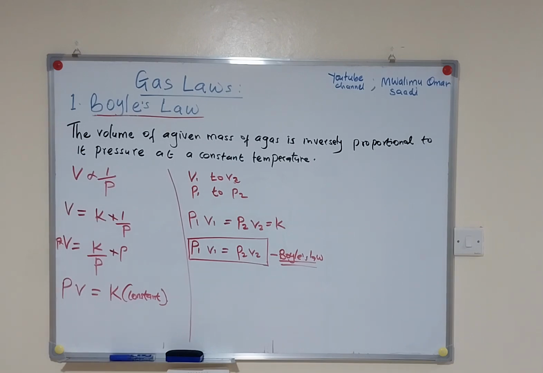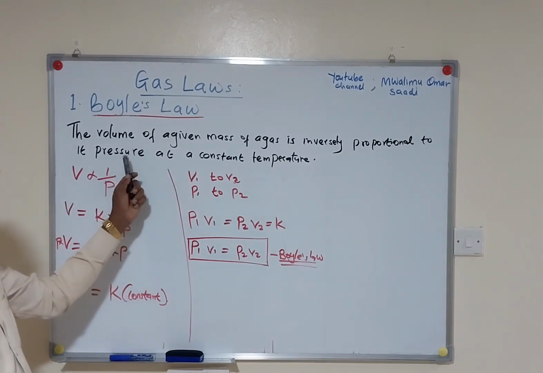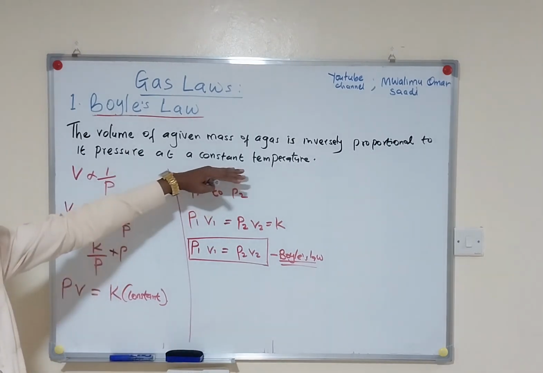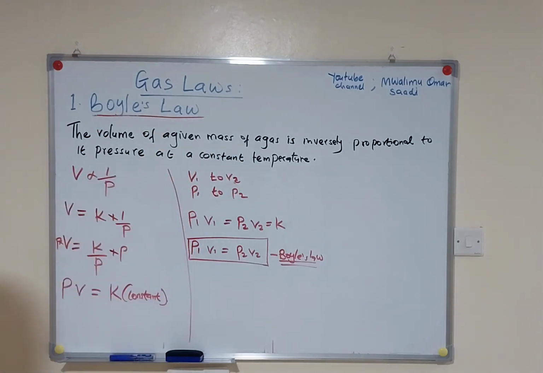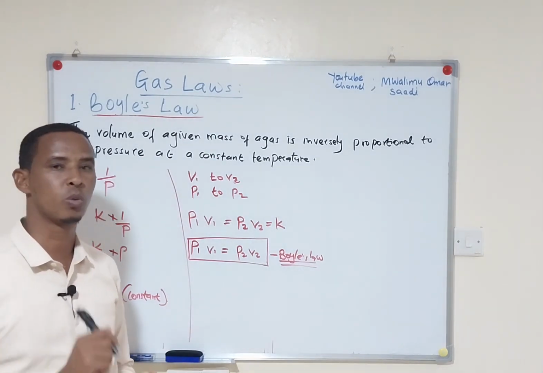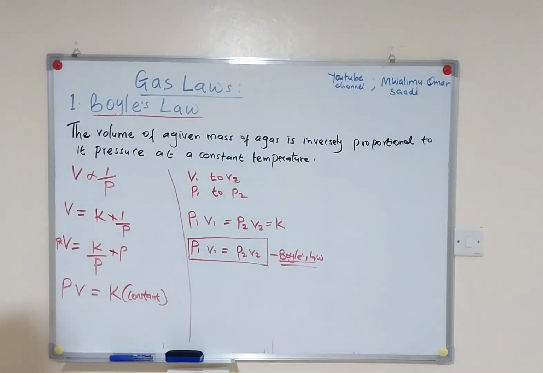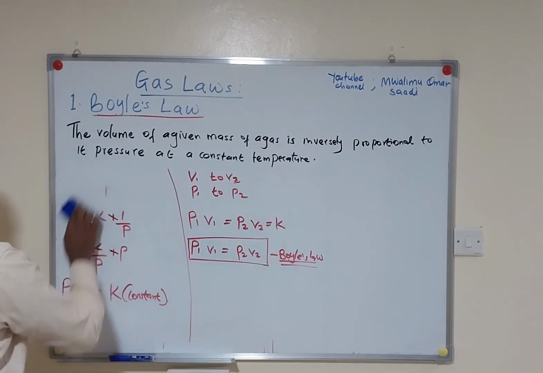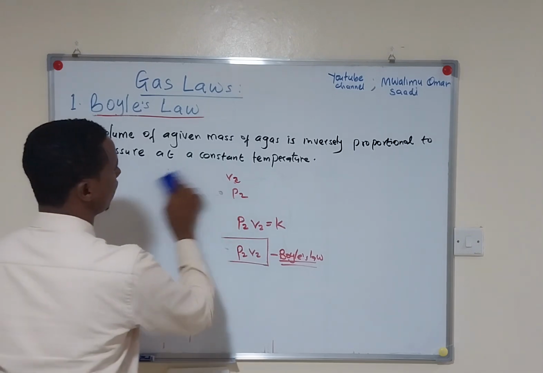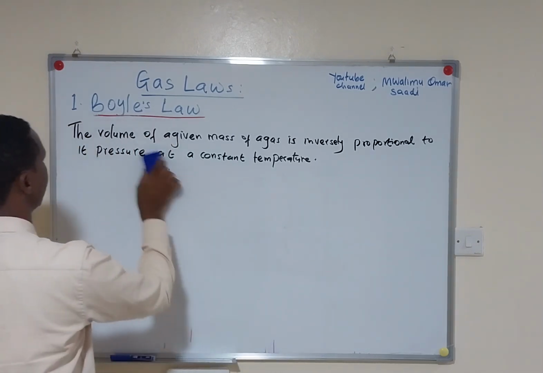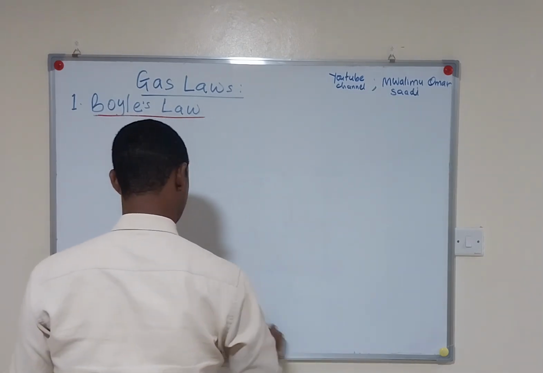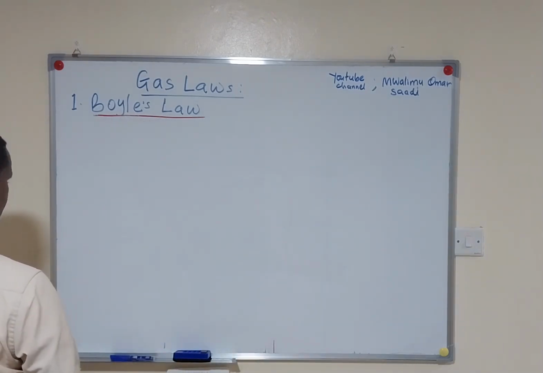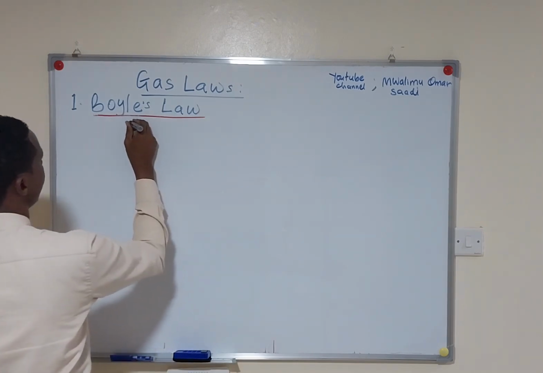We said it deals with the relationship between pressure and volume, and the temperature is kept constant. So it states the volume of a given mass of a gas is inversely proportional to its pressure at a constant temperature. So let us see an example concerning Boyle's law.